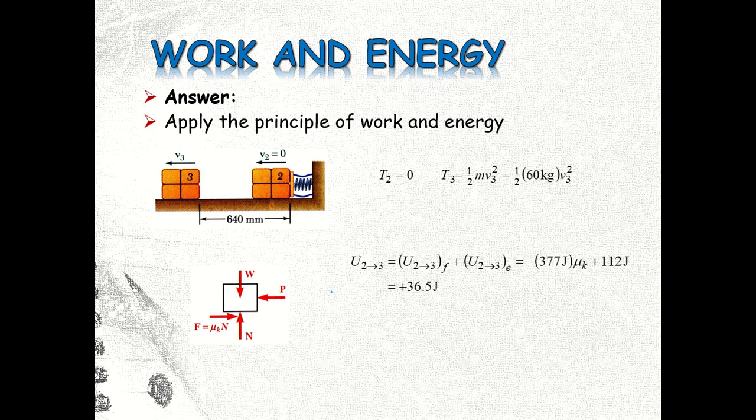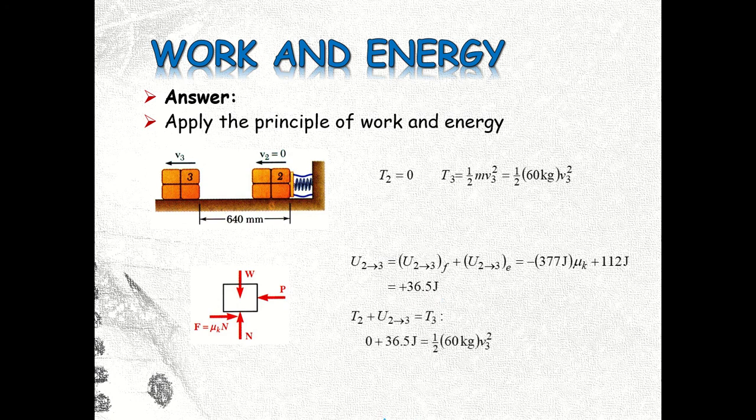Okay, so we have the work from this position to that position, from 2 to 3, equal to U, meaning the work from 2 to 3, the F plus the one in our previous calculation. This one is already done, this was calculated, plus this is also calculated. So we get the work from position 2 to position 3 equal to positive 36.5 joules.